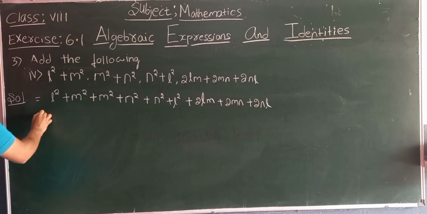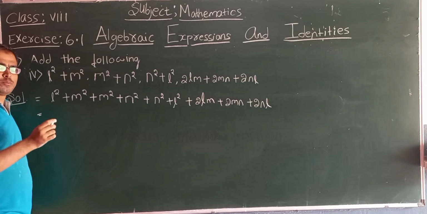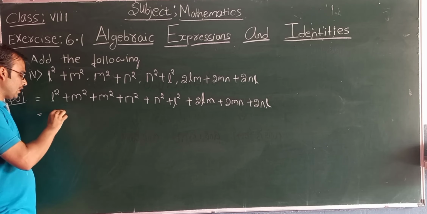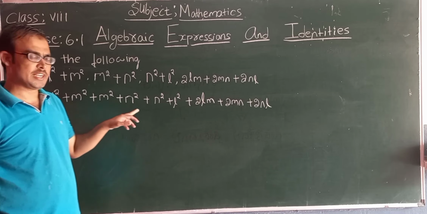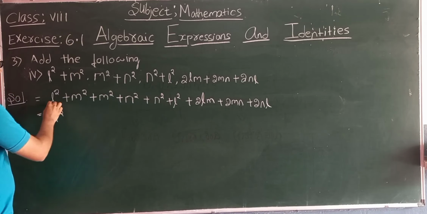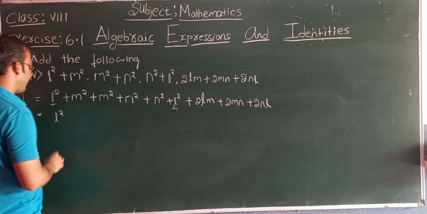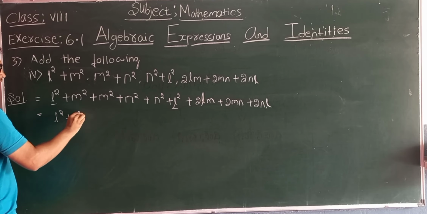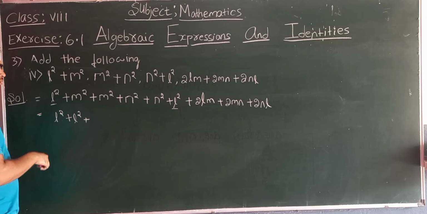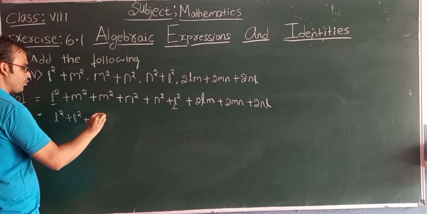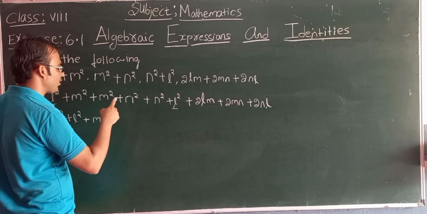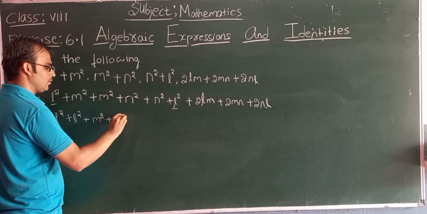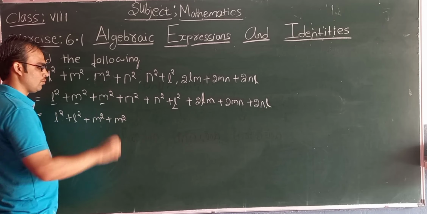Okay, now what is the next step? We need to group the like terms. So first write here L square. With respect to L square, which is the other like term? This, no? So these two are the like terms: L square plus L square. Now M square. We need to group the like terms. M square is here, and one more M square is there. So write these two.